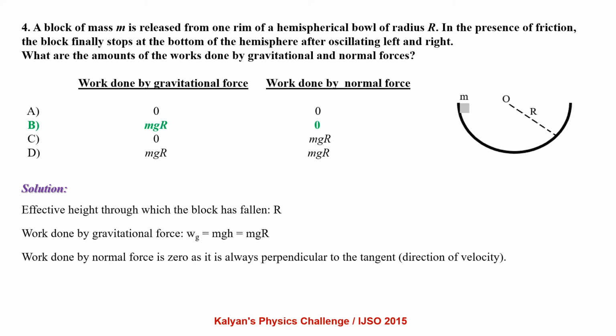Since the block comes to rest at mean position, the effective height through which the block has fallen is equal to radius of the hemisphere. Work done by gravitational force is mgh, that is mgr. Work done by normal force is 0 as it is always perpendicular to the tangent, that is direction of velocity.